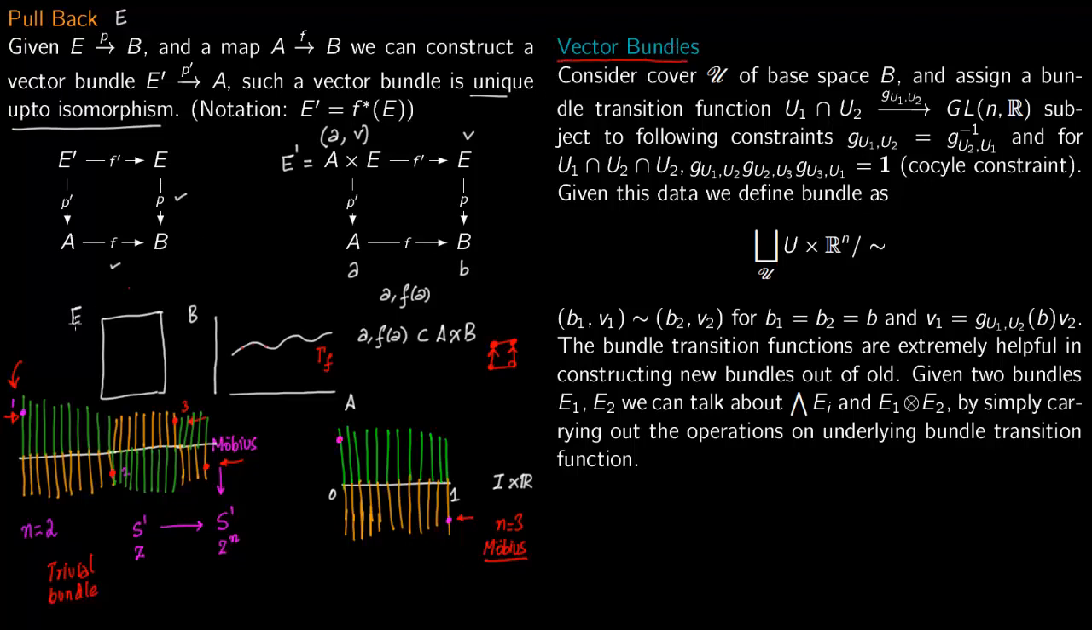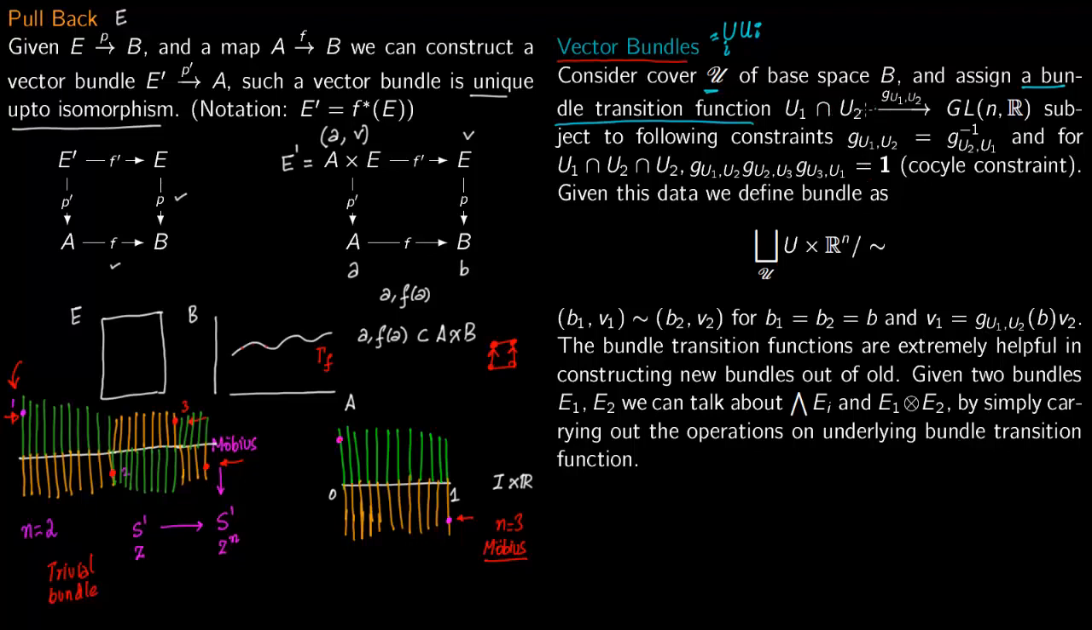Now we want to give another definition for vector bundles, because this is important for constructing more bundles out of given bundles. So consider a cover of the base space. This U is nothing but a union of some U_i. So this is U, the cover of the base space B, and you assign a bundle transition function. So this bundle transition function is this g_{U1 U2}.